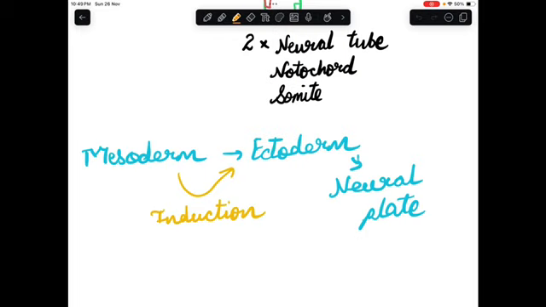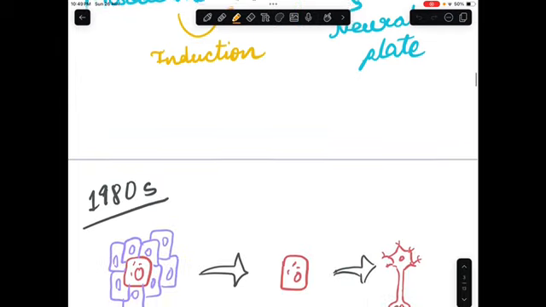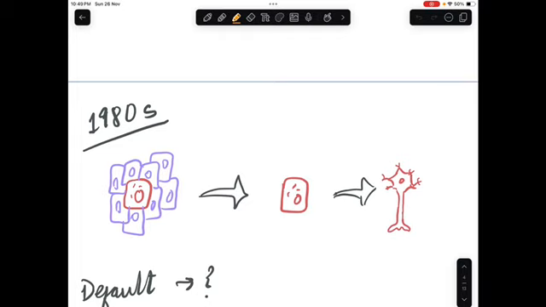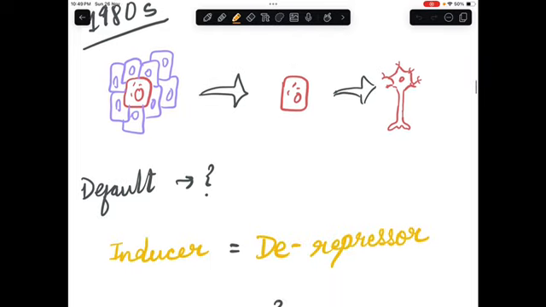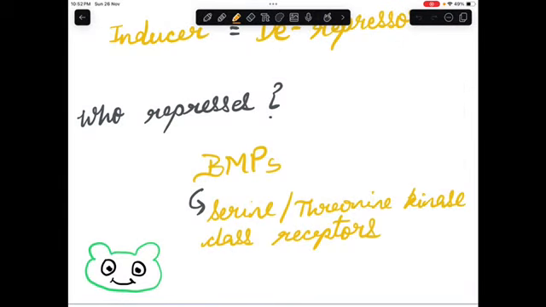But we were able to delineate further details about the patterning of the nervous system only due to the advent of molecular biology and better availability of markers of early neural tissues. When an ectodermal cell was isolated, thus preventing cell-to-cell signaling, it was found that the cells readily acquired neural properties. This meant that the default fate of these cells was in fact neural differentiation. Therefore, the inducer that we were searching for was actually a de-repressor. The next logical step was to find out the molecules responsible for repressing the neural differentiation.